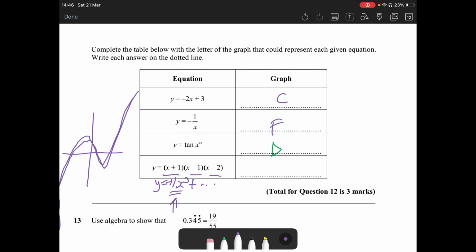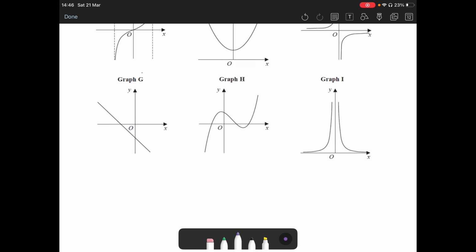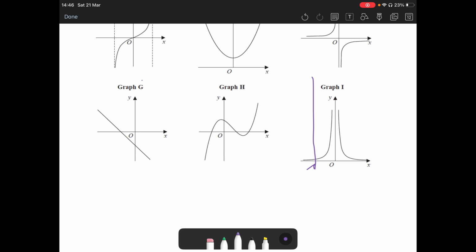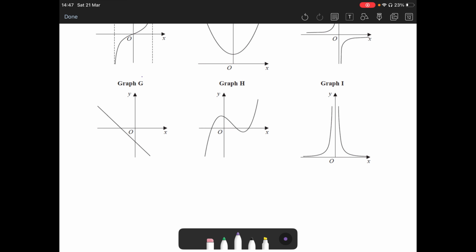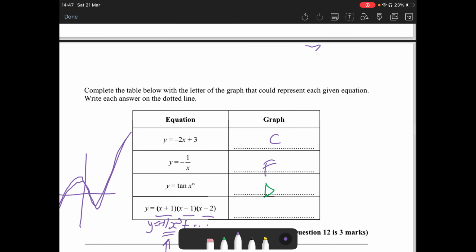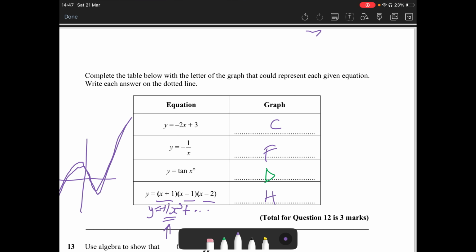Another way you could have... so there were 2 ways you could have got this. So what graph was that? H. So there were a couple of ways you could have deduced this. All right, H. So that was one way you could have deduced this.